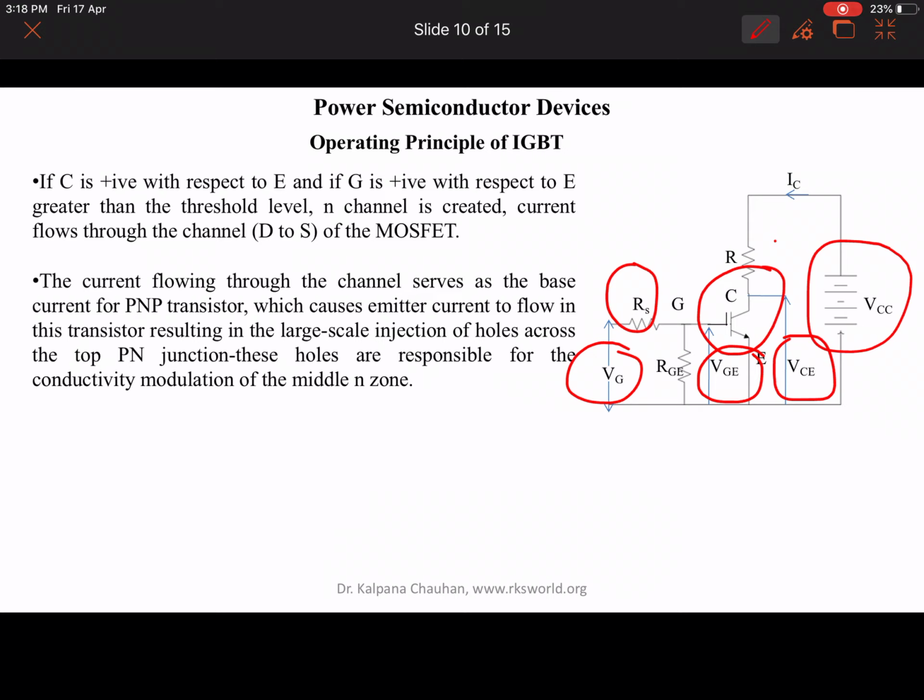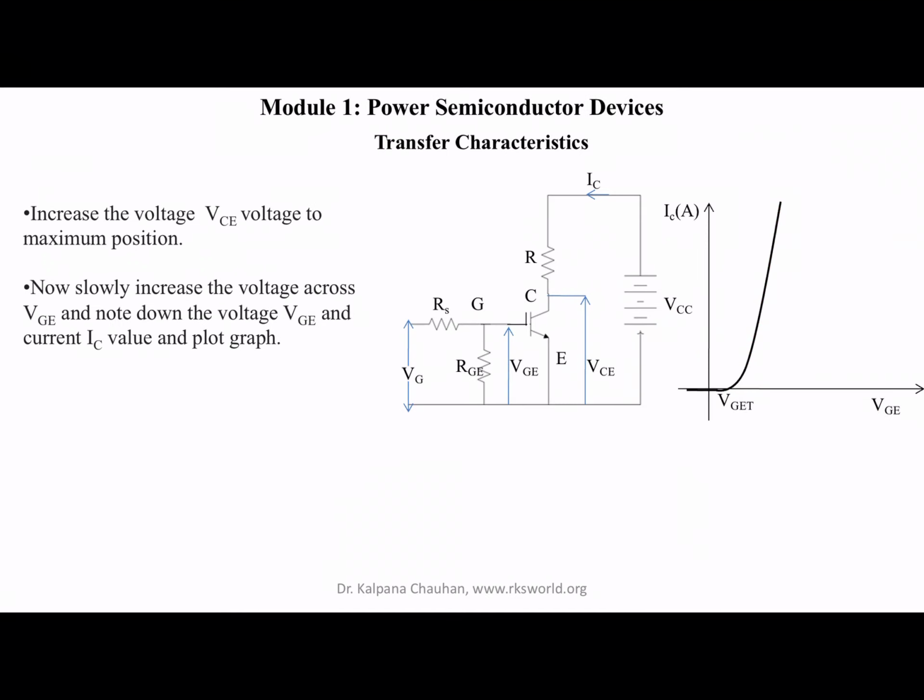If the gate is positive with respect to E, greater than the threshold level, then at that time an N channel is created. Current flows through the channel, the D2S of the MOSFET. The current flowing through the channel serves as the base current for the PNP transistor, which causes emitter current to flow in the transistor, resulting in the large scale injection of holes across the top PN junction. These holes are responsible for the conductivity modulation of the middle N zone.